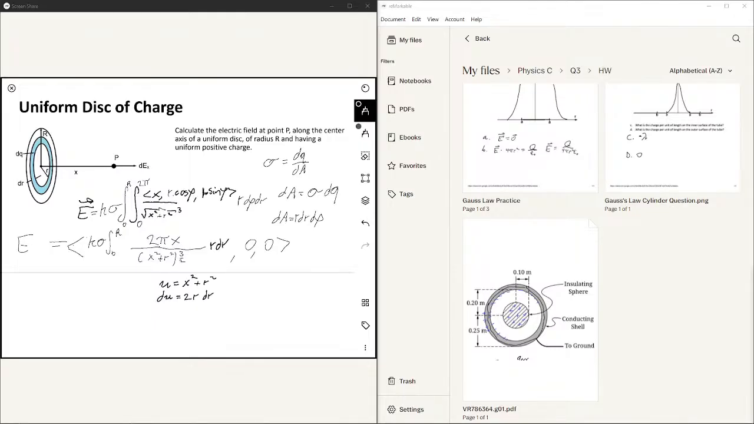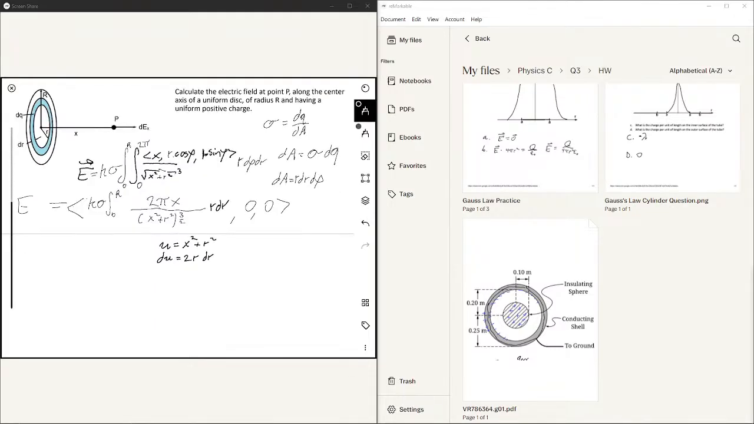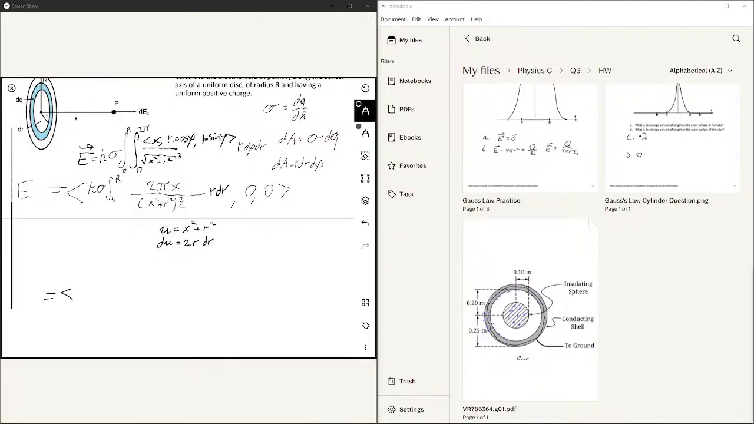Okay. So now when we rewrite E. Have you done this before or no? Yeah. Or is this your first run through? This is like my second run through, I think.